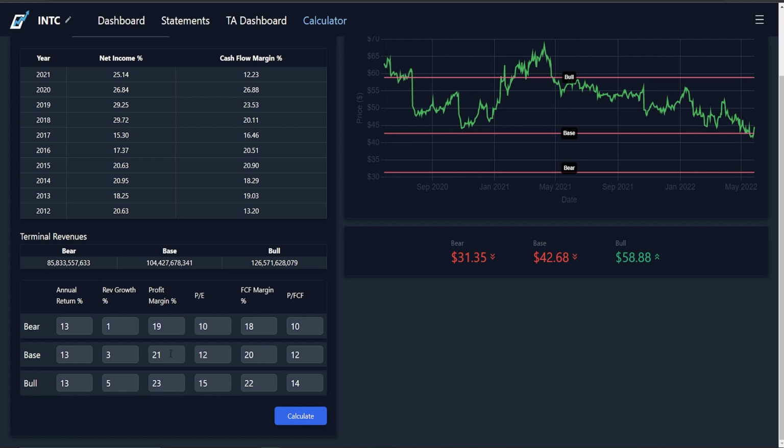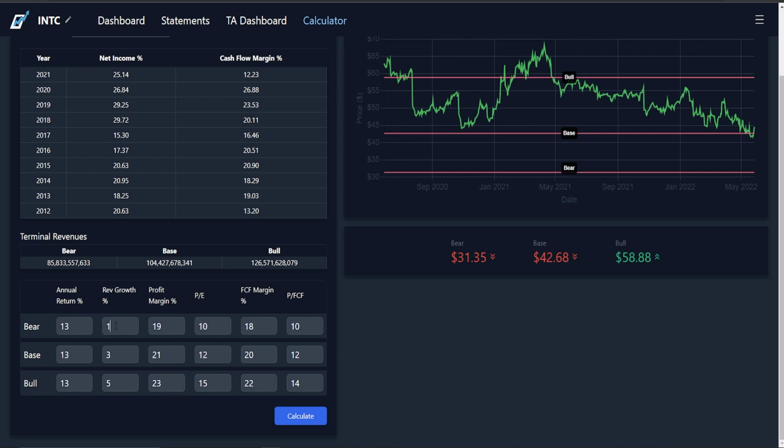Like I saw somebody do Tesla and they did like 80% revenue growth for 10 years. That's so stupid. Mind you, when we said Tesla was overvalued, it dropped 47% in like a month and a half, and we were right. Anyways, that's besides the point.